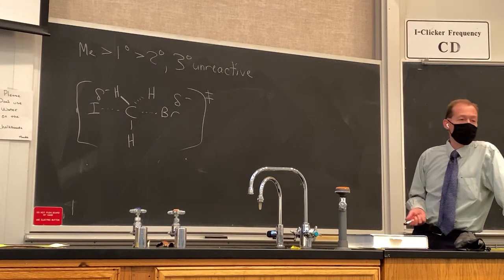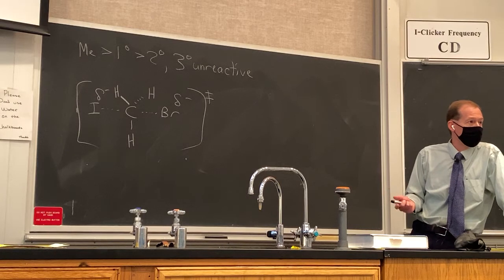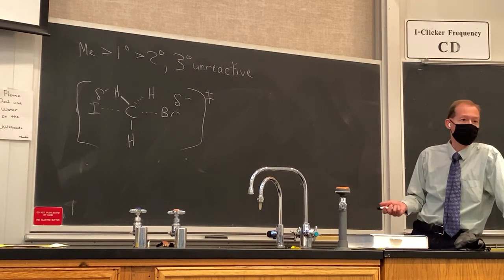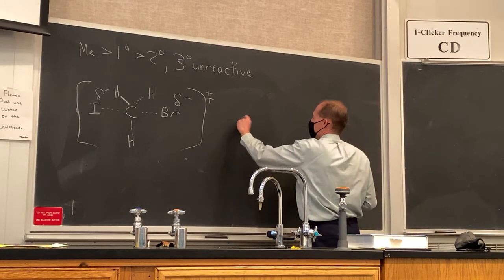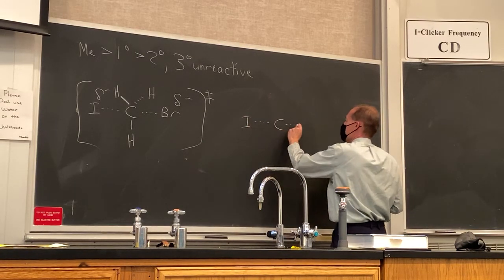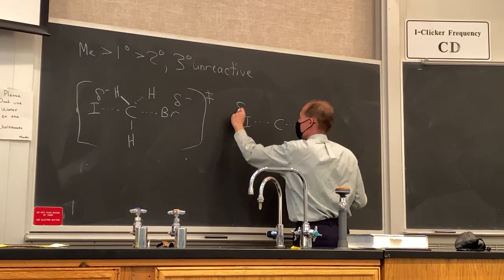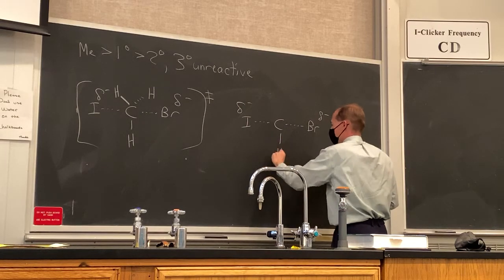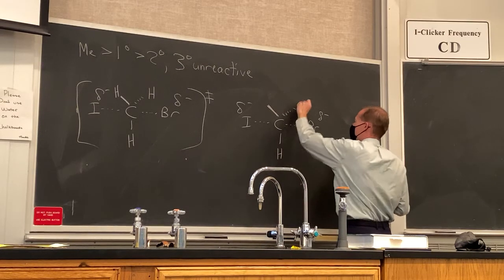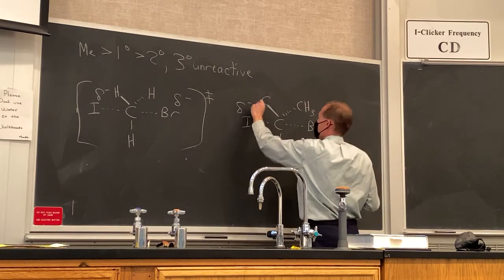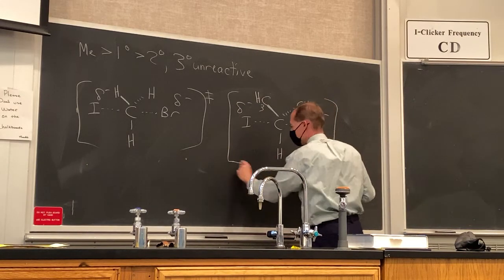So let's compare this transition state to the transition state with isopropyl bromide. The reaction occurs, but it occurs 200,000 times slower than it does with bromomethane. Okay? So we're going to have the same partial bonds, the same partial charges, but the 3 groups that are attached to that carbon are different. Now we have 1 hydrogen and 2 methyl groups.